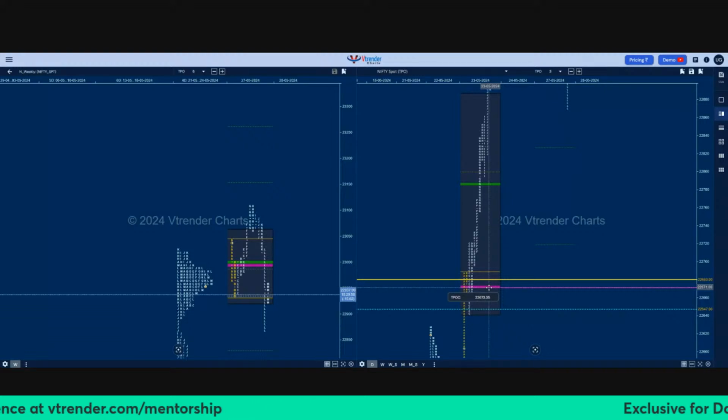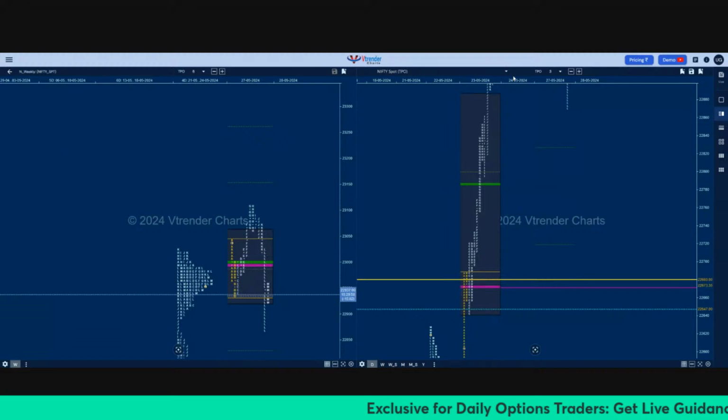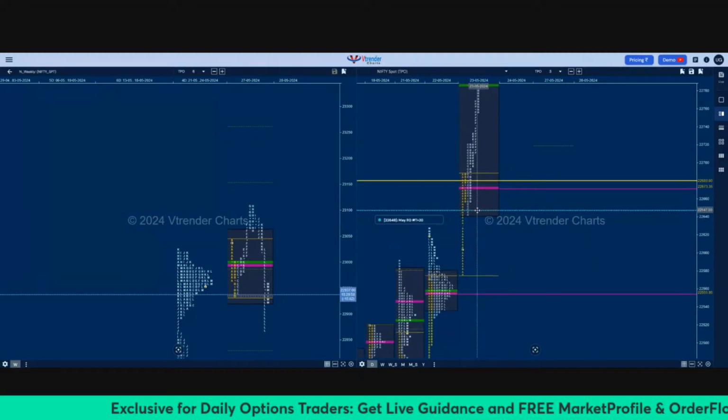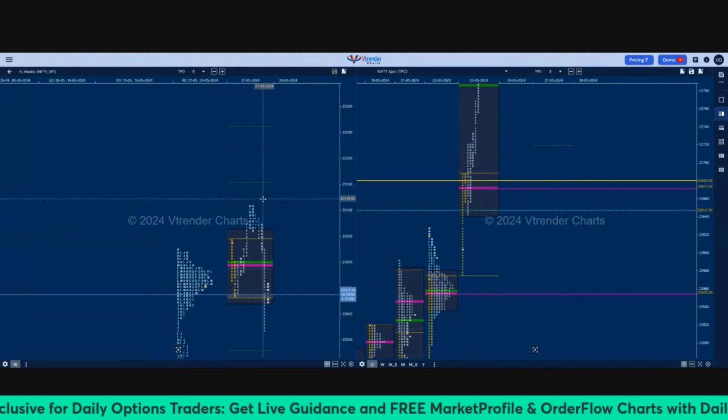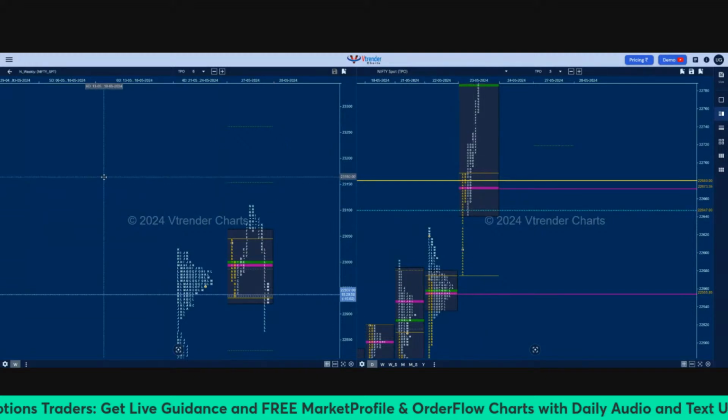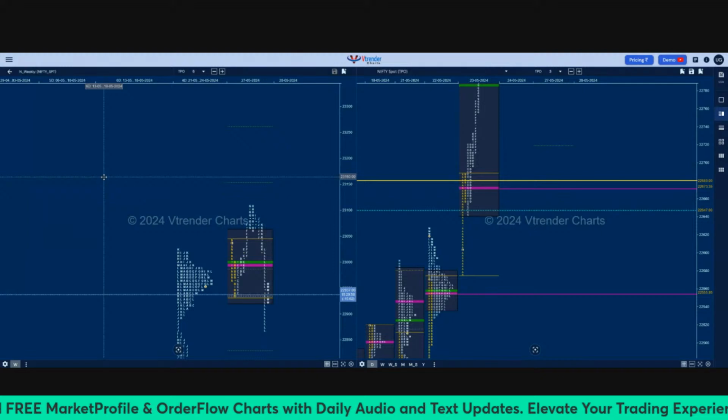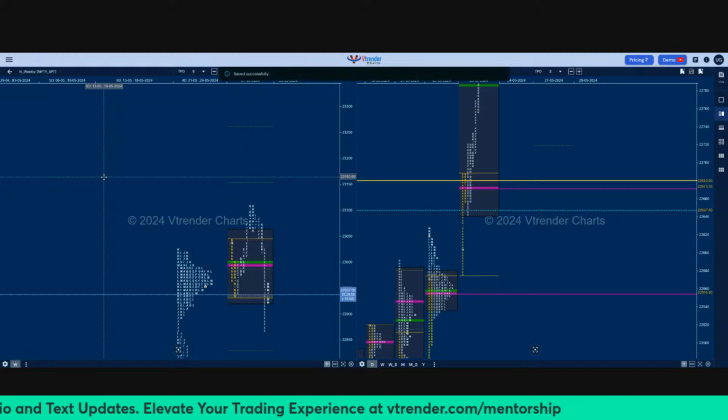In any case, if we close below this 22673 on a daily basis, then this entire bullishness which had started from this initiative buying tail would get negated in Nifty. So this is what we are looking for. So this is as far as Nifty is concerned. In case there are any questions regarding Nifty spot, you can please ask them before we move on to the Bank Nifty charts. So any questions there?